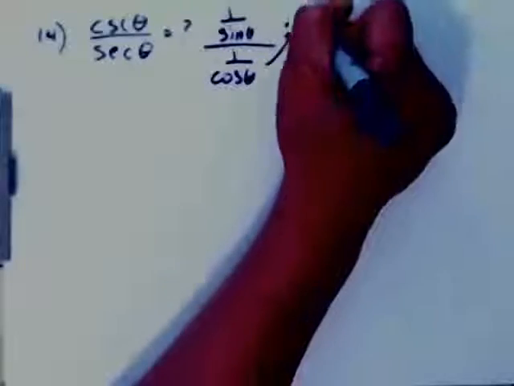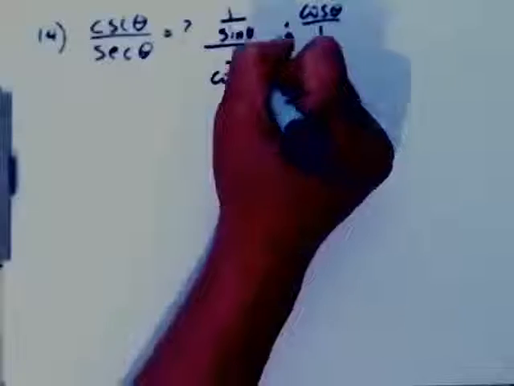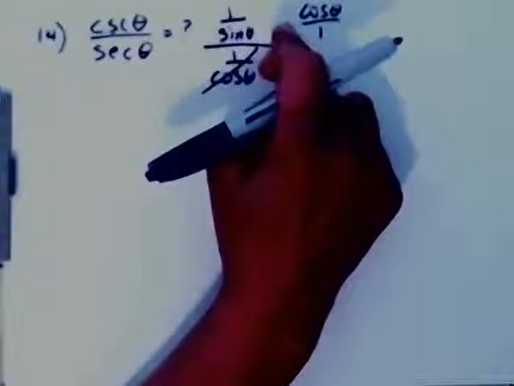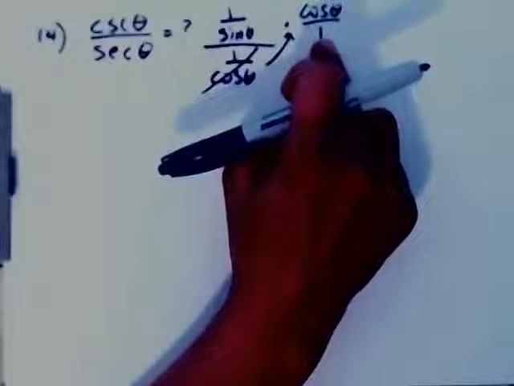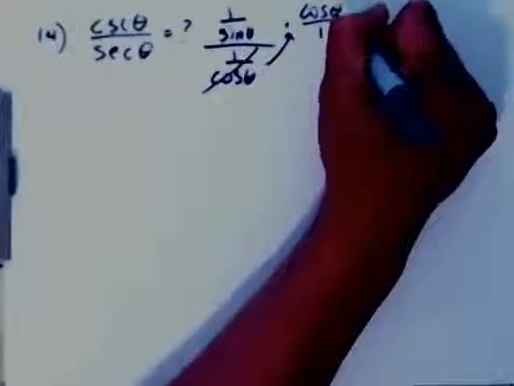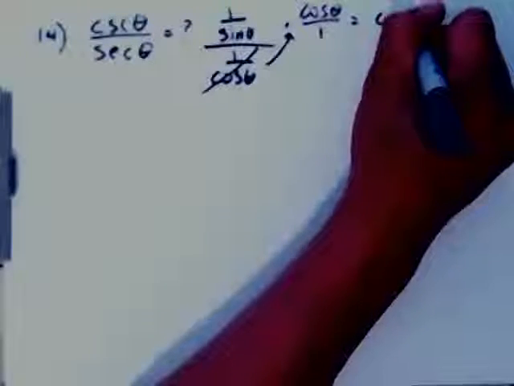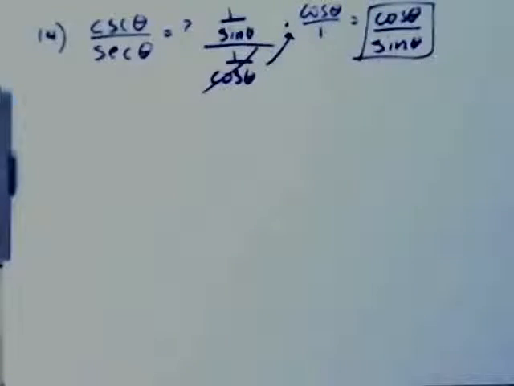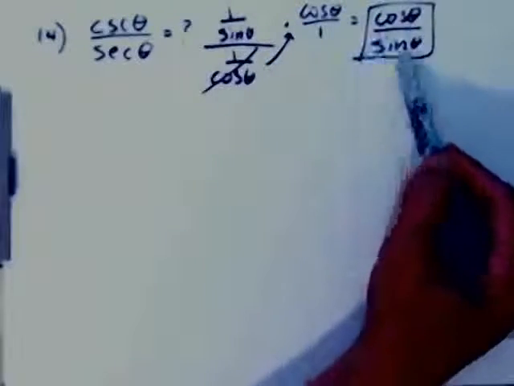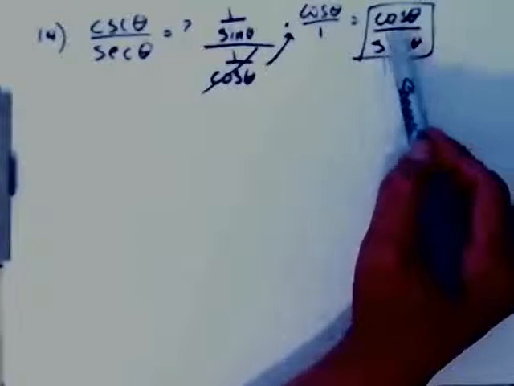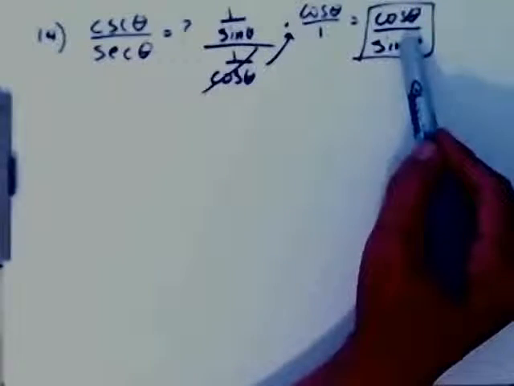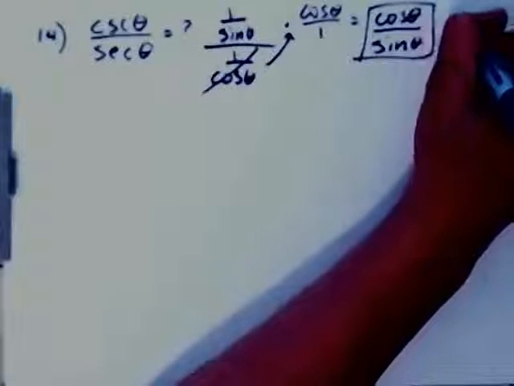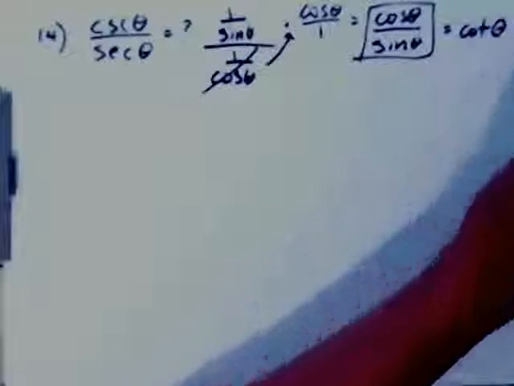So we multiply by the reciprocal, cosine of theta over 1. That cancels that out. If you don't know how to do this, it's actually dividing by 1 over cosine. Change the division symbol to multiplication and reciprocate that. That becomes cosine of theta over sine of theta. They want you to write it in terms of sines and cosines, so that's actually the answer. But you can also simplify this one if you want. The cosine over the sine is equal to the cotangent of the angle. Okay?